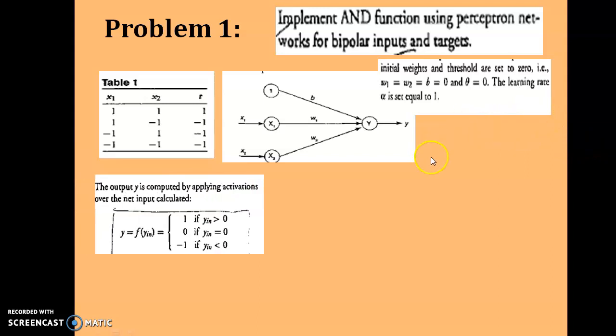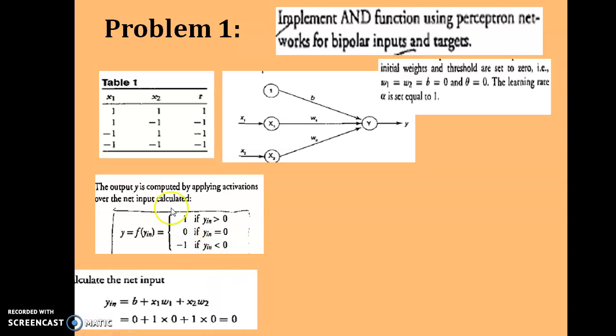This is the activation function we want to perform. By keeping the threshold as the 0 value, if the calculated net input is greater than 0, the output will be 1. If it is equal to 0, the output will be 0. If it is less than 0, the output will be minus 1.